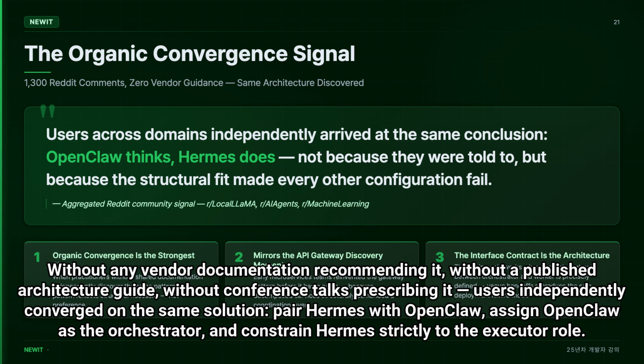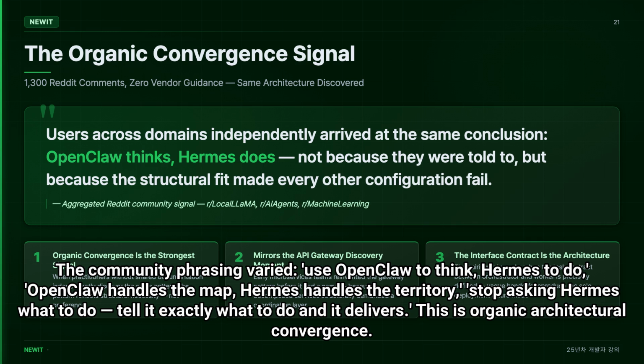Pair Hermes with OpenClaw, assign OpenClaw as the orchestrator, and constrain Hermes strictly to the executor role. The community phrasing varied: use OpenClaw to think, Hermes to do, OpenClaw handles the map. Hermes handles the territory. Stop asking Hermes what to do, tell it exactly what to do and it delivers. This is organic architectural convergence.